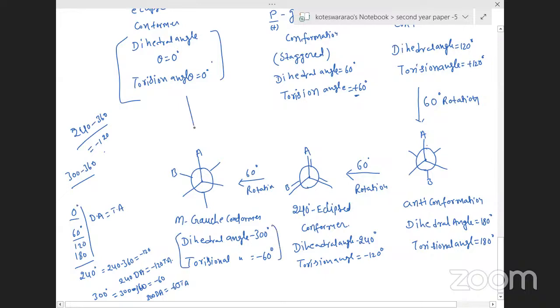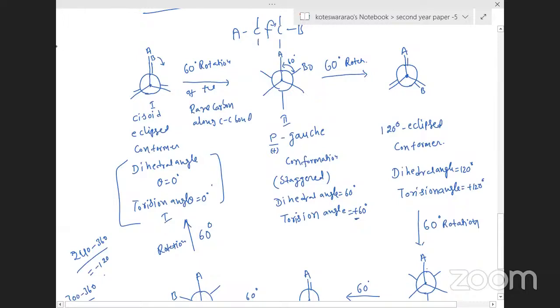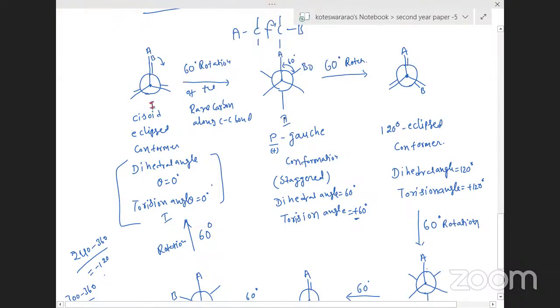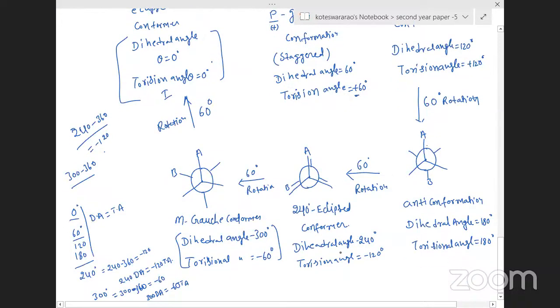What is the difference between the torsional angle and dihedral angle? The definition itself indicates rotation. It gives the initial one. Therefore, this is structure 1, and this is structure 2. Syn-periplanar eclipsed is the first structure, gauche is the second, and third is the 120 degrees eclipsed. Next, anti-conformation, and 240 eclipsed. Fifth, meta-gauche is the sixth. Total 6 conformations are generated.